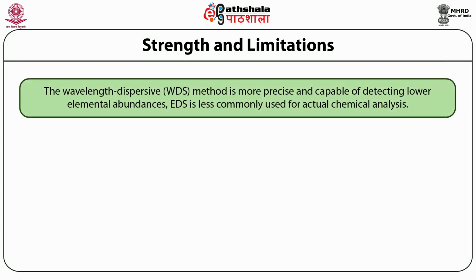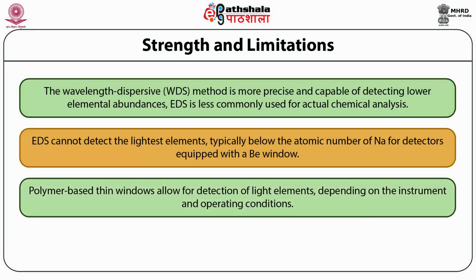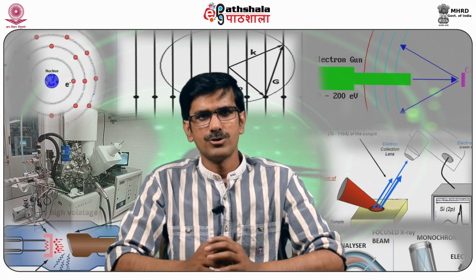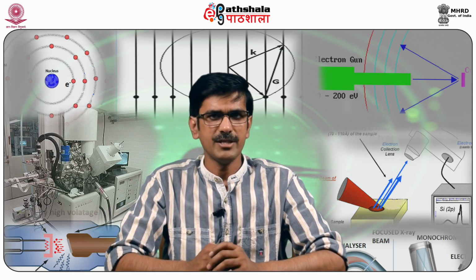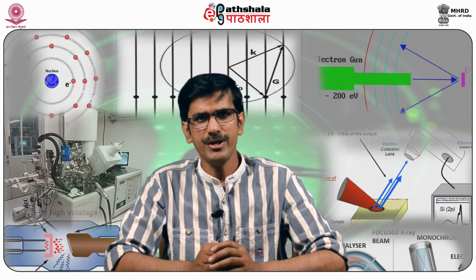The wavelength dispersive method, that is WDS, is more precise and capable of detecting lower elemental abundances. EDS is less commonly used for actual chemical analysis. EDS cannot detect the lightest elements, typically below the atomic number of sodium. For detectors equipped with a beryllium window, polymer-based thin windows allow the detection of light elements, depending on the instrument and operating conditions.